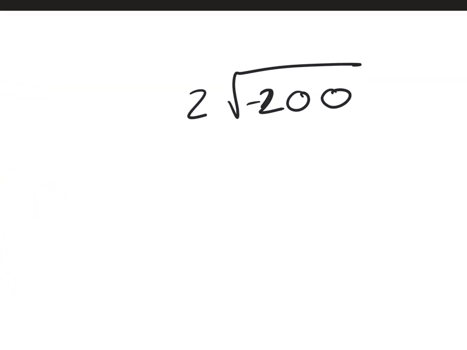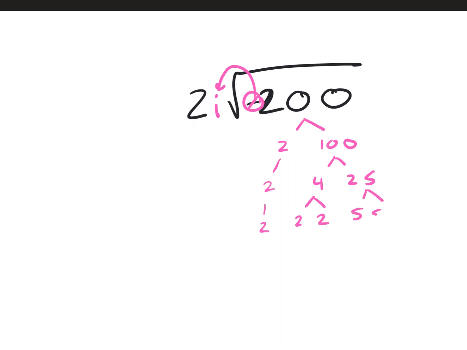What should we do first? Take the negative out. What does it turn into? i. Now let's break down the square root of 200. What are two factors of 200? 2 and 100. 2 is prime. Two factors of 100 are? Okay, 4 and 25. That works. What are two factors of 4? 2 and 2. Two factors of 25? 5 and 5.